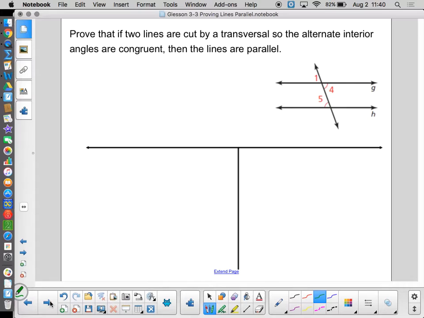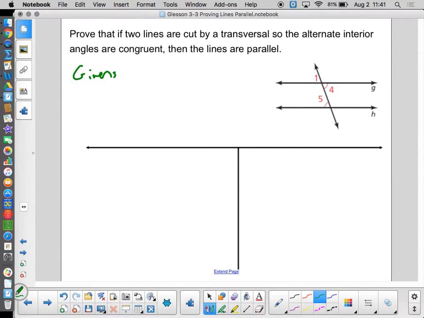Now, let's prove one of these. You weren't going to get away from proof too long. You knew that. We're going to be doing proof all year. Prove that if two lines are cut by a transversal and the alternate interior angles are congruent, then the lines are parallel. So they want us to write a proof. This is a little bit tricky because the givens are kind of in the picture, but we've got to work on that. Let's say our givens are, okay, G and H, line G.